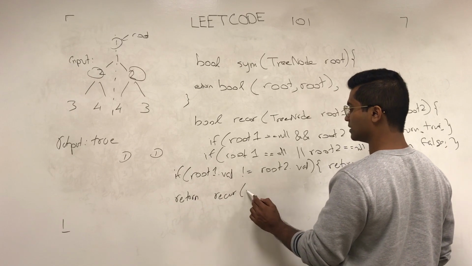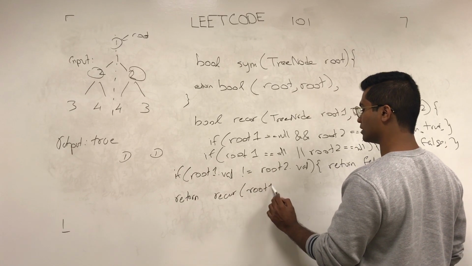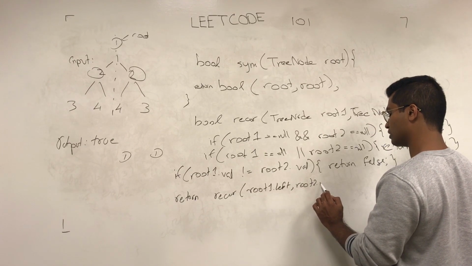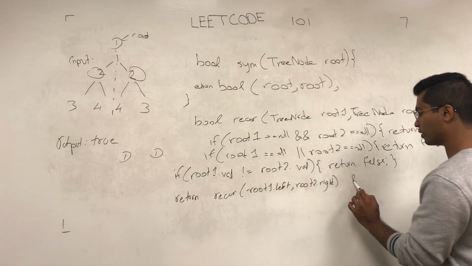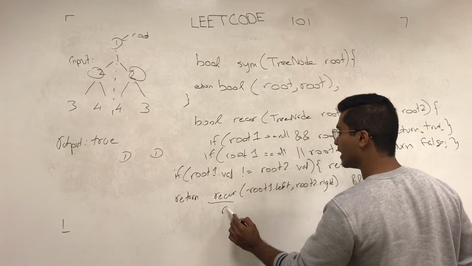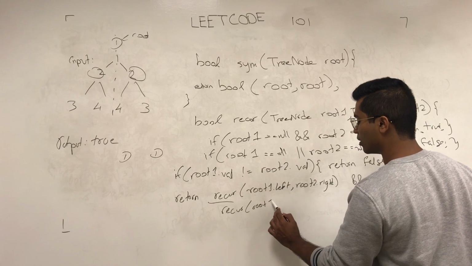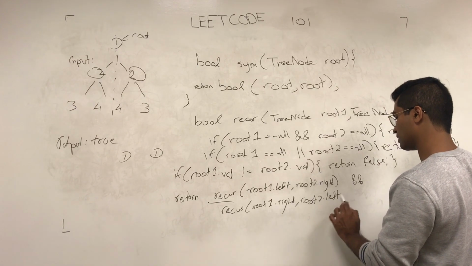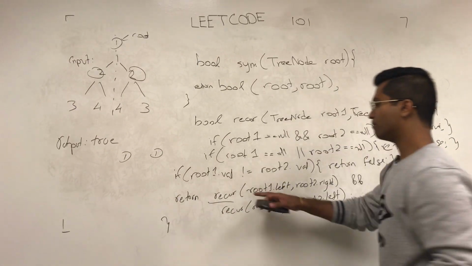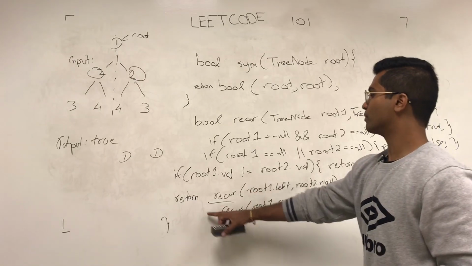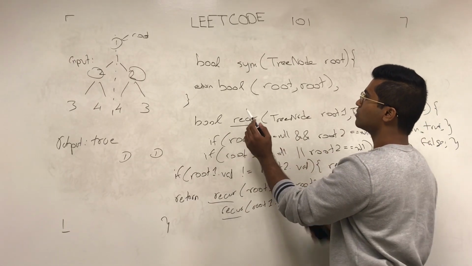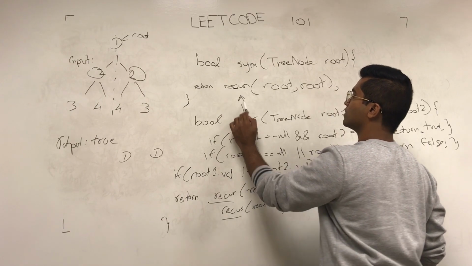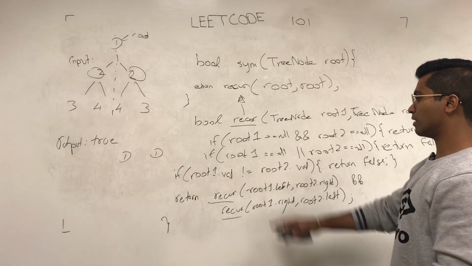What we need to do is see if root 1's dot left is going to be symmetric with root 2's dot right. We need that to be true, and we need the vice versa to be true: root 1's dot right, comma, root 2's dot left. If both of these recursive calls are true, then we can return true from our original recur function. This is the one that's being called. So let's see how this goes.